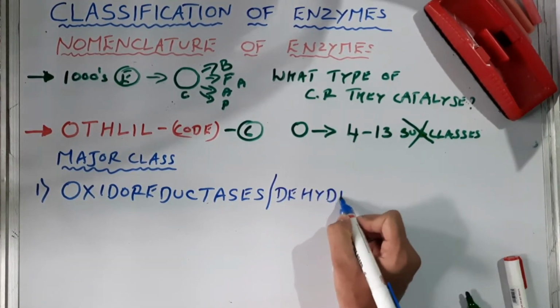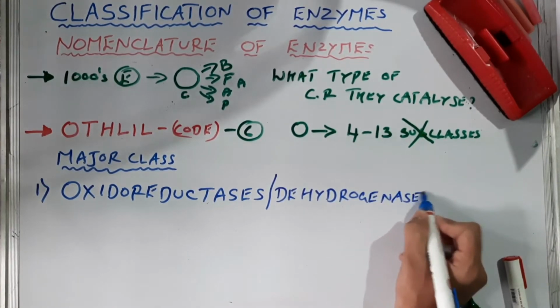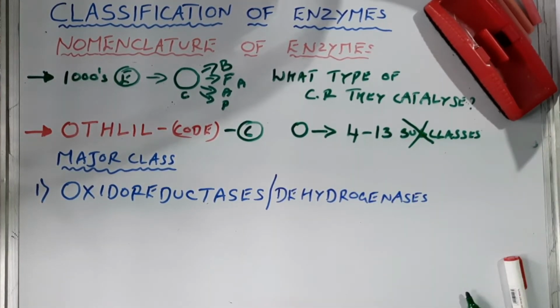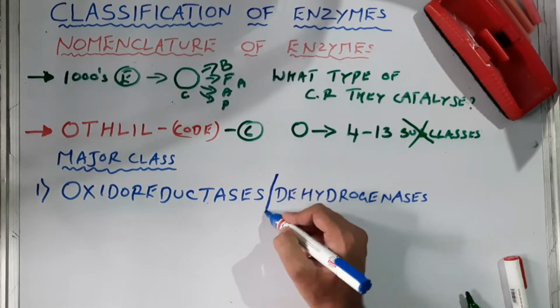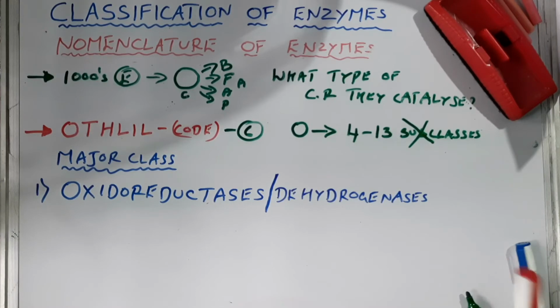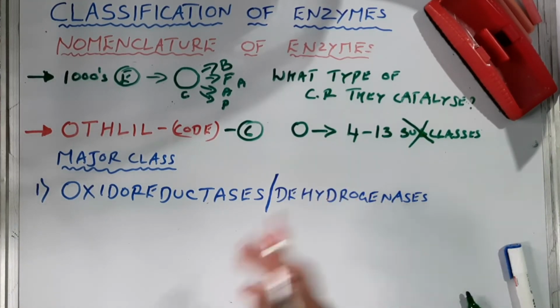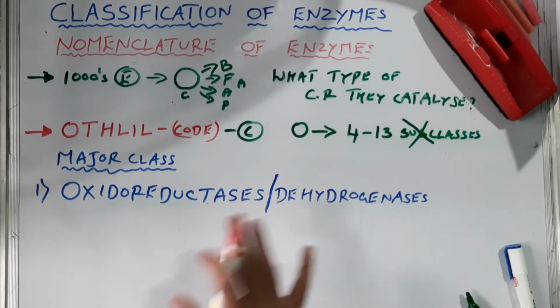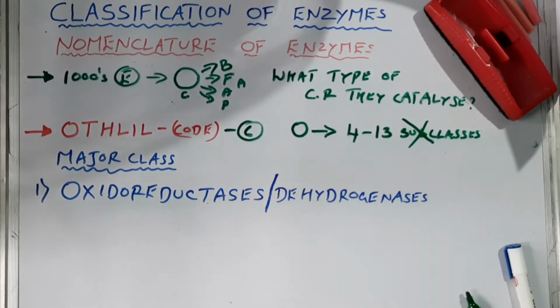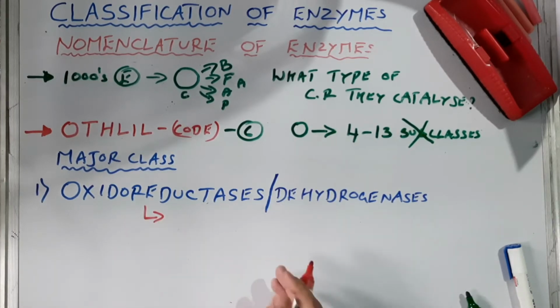So we write here dehydrogenases. You are a bit familiar with this word, right? Dehydrogenase enzyme is very common in all biology chapters, but oxidoreductase is not that common, because dehydrogenase is easier to pronounce and easier to understand. Whatever it is, both are the same. They belong to the same class, the first class. Let me talk about the function of oxidoreductases or dehydrogenases.